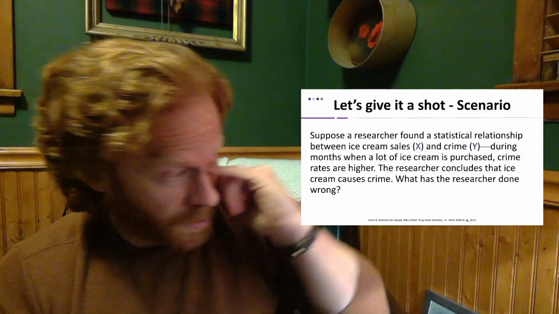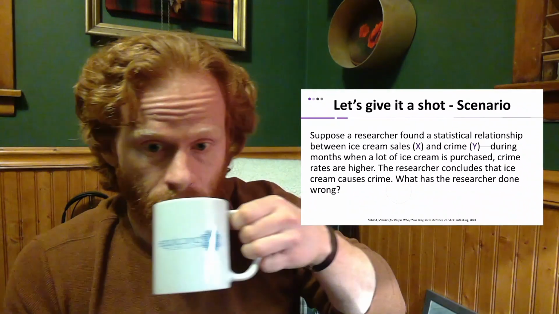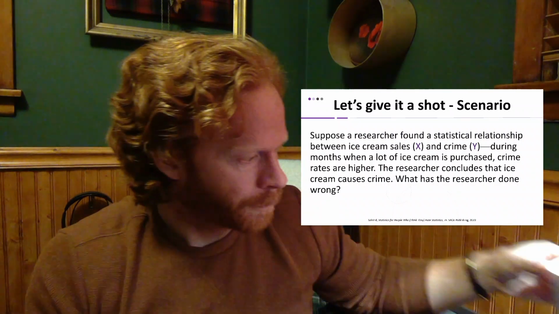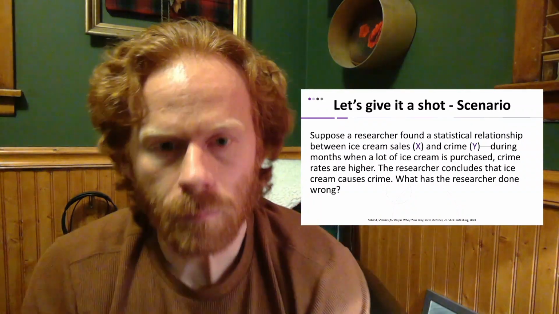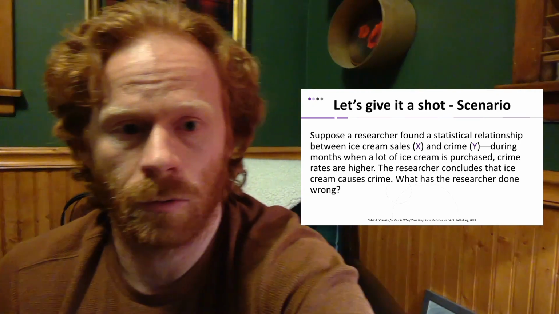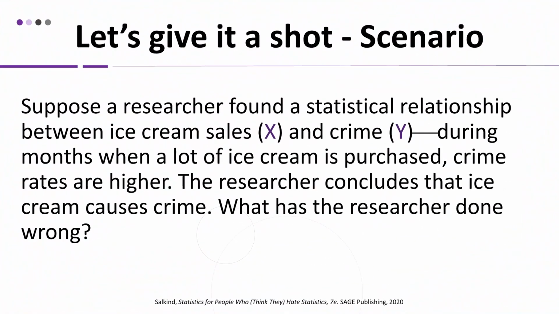Now let's look at an example to try to bring this into context. Suppose a researcher found a statistical relationship between ice cream sales, X variable, and crime, Y variable, dependent variable. During months when a lot of ice cream is purchased, crime rates are higher. The researcher concludes that ice cream causes crime, causation. What has the researcher done wrong?